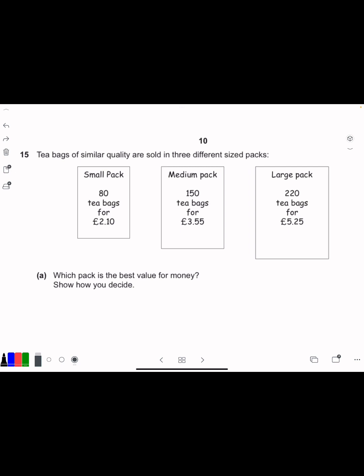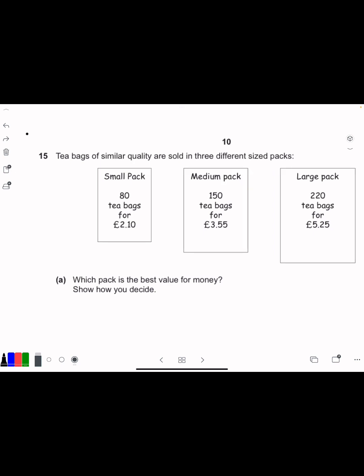So for the small pack, it would be £2.10 divided by 80. For the medium pack, it would be 3.55 over 150. For the large pack, it would be 5.25 divided by 220. So 2.1 over 80, 3.55 over 150, and 5.25 over 220.